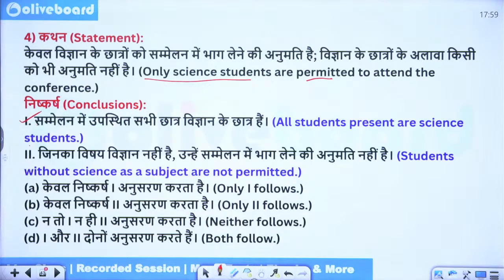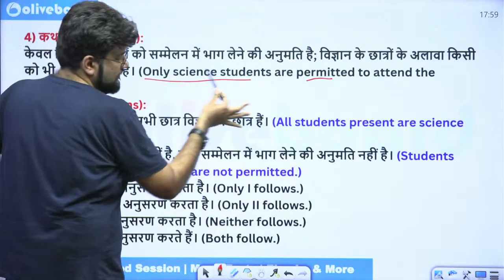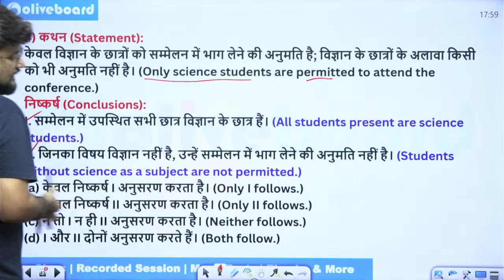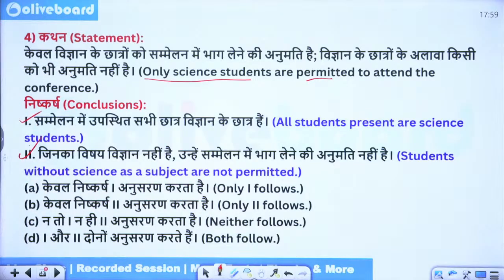And students without science as a subject are not permitted. This is actually a restatement. Whatever is written here, they are just reproducing it in front of you in a different language. It's also correct. Both are following. Option D is the answer.